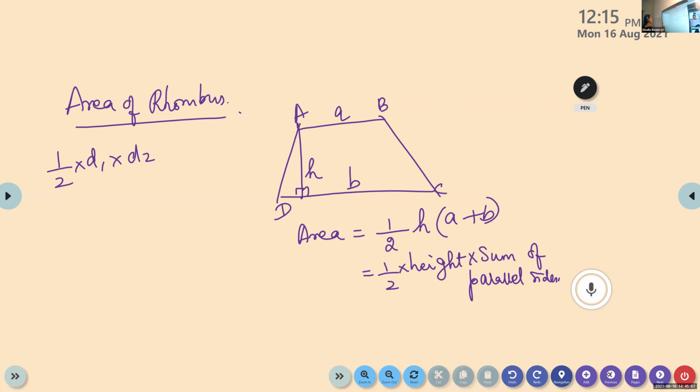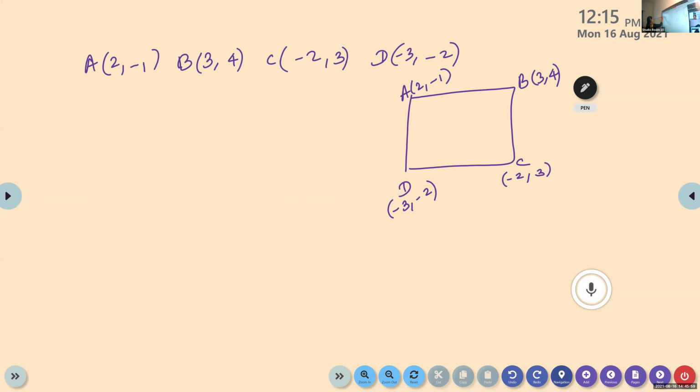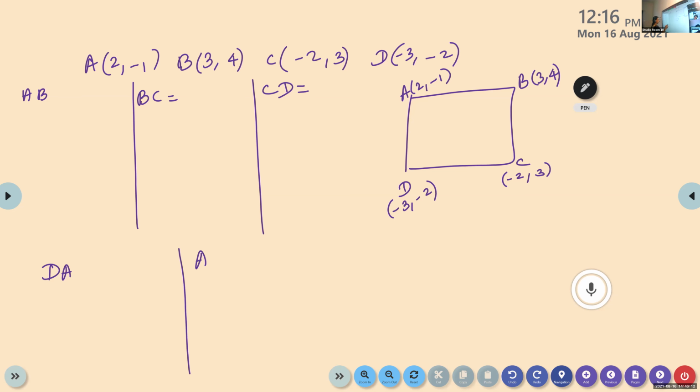Now those who are completed, start doing. Find all the sides. Find out AB. Find BC. Find CD. Find DA. Then find the diagonals AC and BD. 6 lengths you have to calculate: AC, BD, AB, BC, CD, DA.